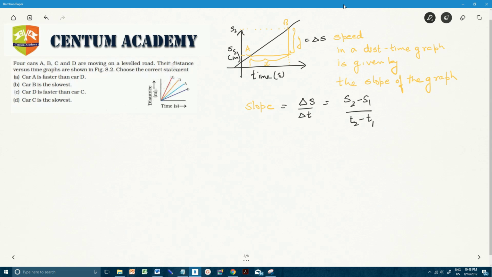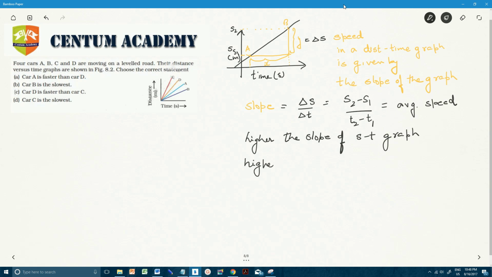So slope. Now this slope is also equal to average speed. Now in case of a uniform speed motion, average speed is equal to instantaneous speed. So throughout the motion the speed is the same as the average speed, so it is a uniform motion. Now, when the slope gives speed, the higher the slope of the s-t graph, the higher would be the speed. So clearly in this case, if you see, slope of C is highest.